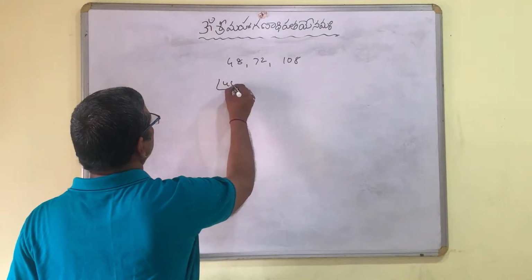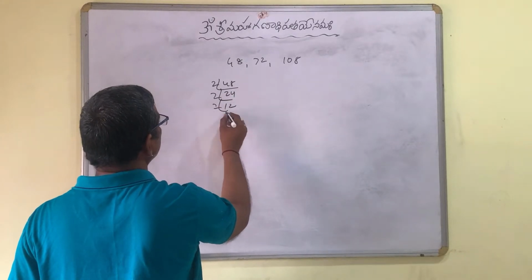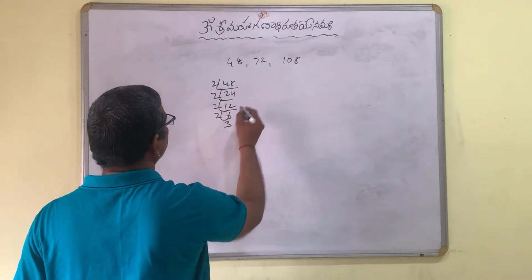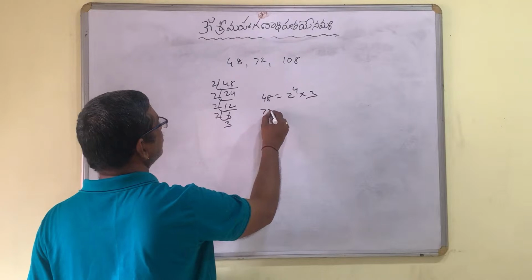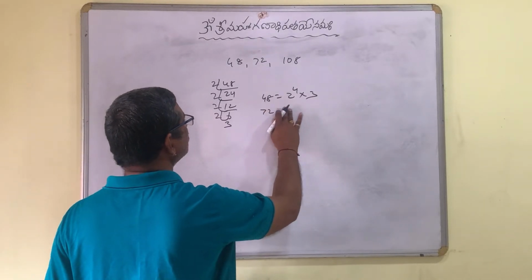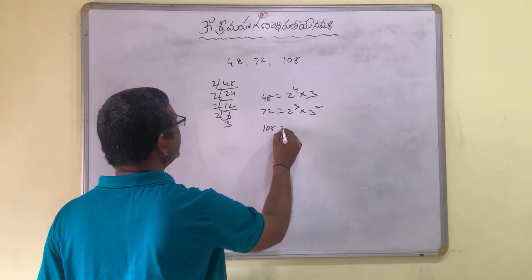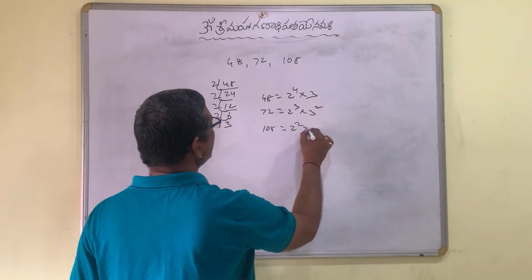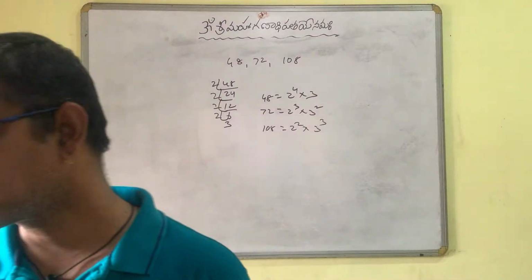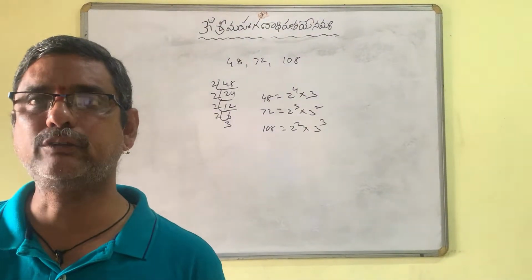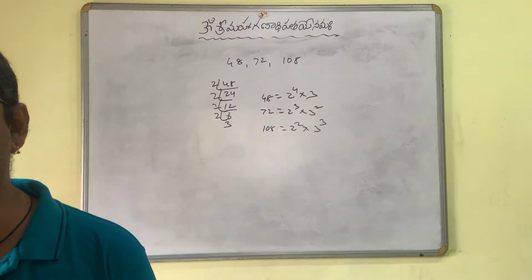LCM. 48, 24, 12, 6, 3. So 48 is 2 power 4 into 3. 72 is 2 cube into 3 square. 108 is 2 square into 3 cube. This is the prime factorization.